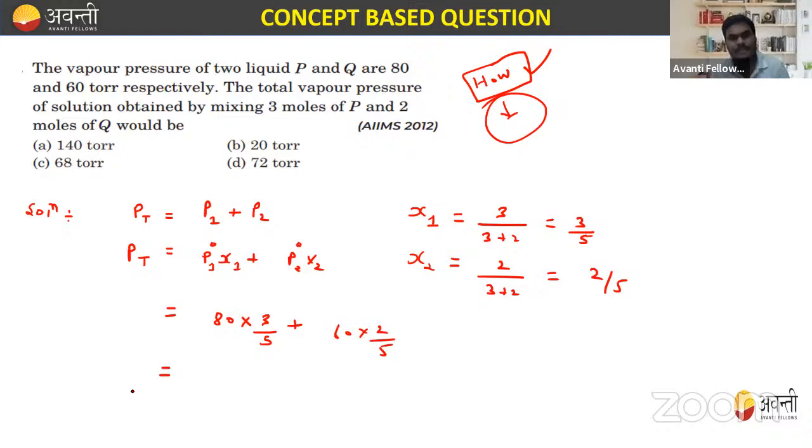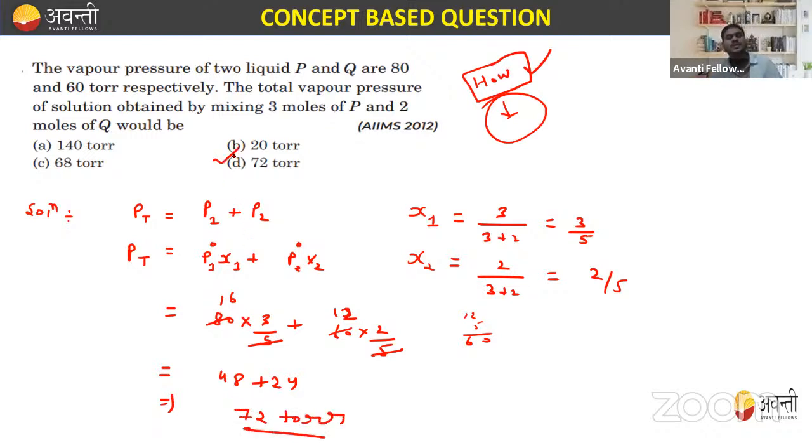What did we get? Tell me quickly. They cancel out each other: 5 into 16, and 5 cancels with 60 to give 12. So this is 16 into 3, 48, plus 12 into 2, 24. Just add these two and you get 72 torr. So this is the correct answer for this question, and the correct option is D.